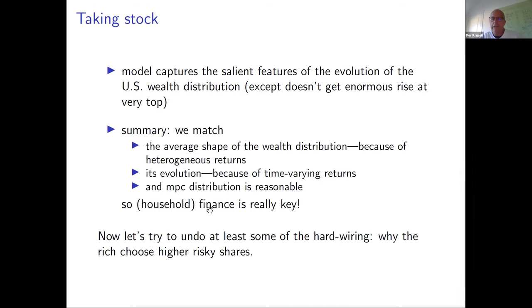So what I want to do for the remainder of the talk is to try to undo at least some of this hard wiring. I'm not going to try to address why people don't diversify, because that's too hard for me at this point, and I'd like to hear your suggestions. But we're going to see why the rich choose a higher risky share. I mean, they do in the data, and why is it?